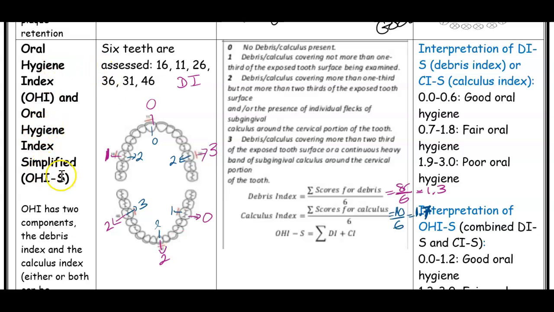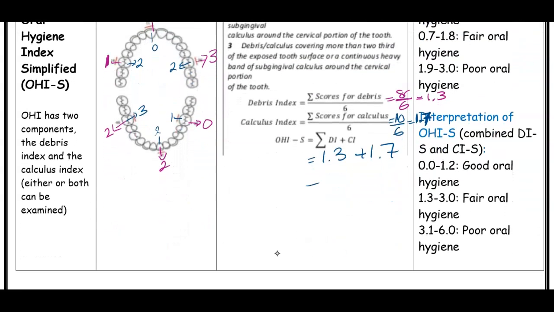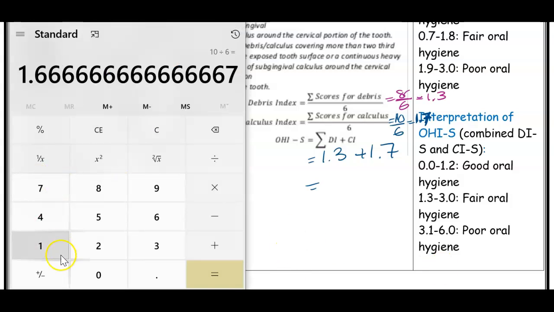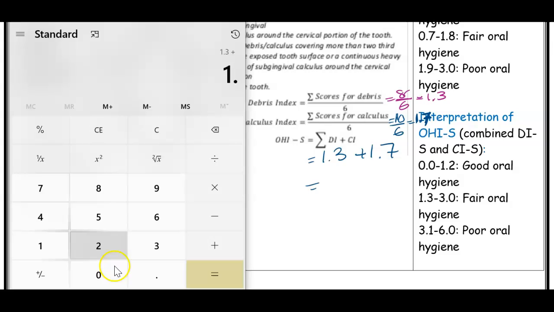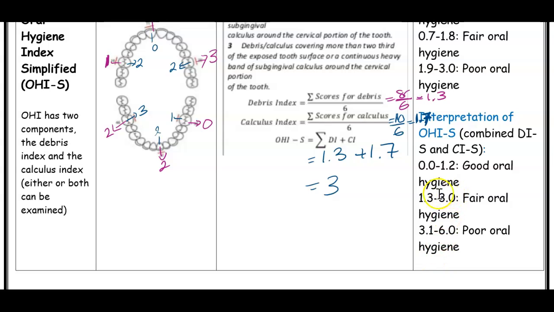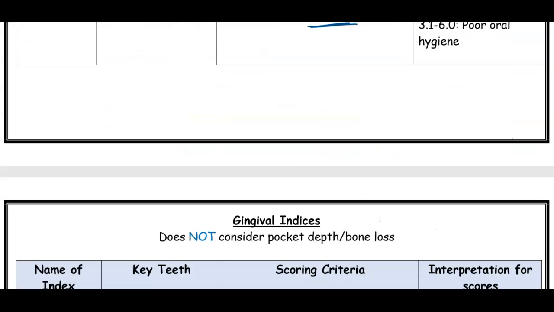Now, if you wanted to do the OHI-S, this is where you're combining the numbers that you got here. So when you calculate the OHI-S, you go 1.3 plus 1.7. Again, I know it's easy math, but I just want to show you what I'm doing. You add it up and you're going to get 3. When you get 3, this is also in this range here. It's just cutting it close. This is considered fair, so this person has fair oral hygiene. Okay, so that's how you calculate the OHI and the OHI-S.